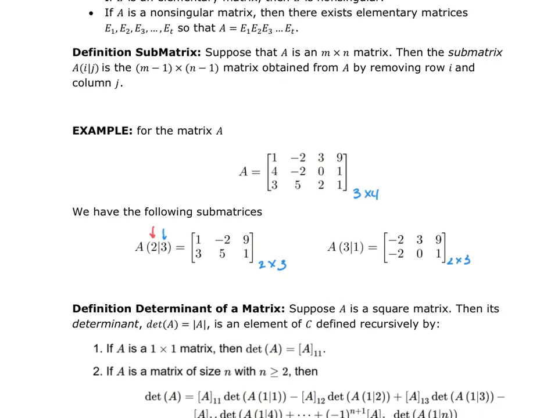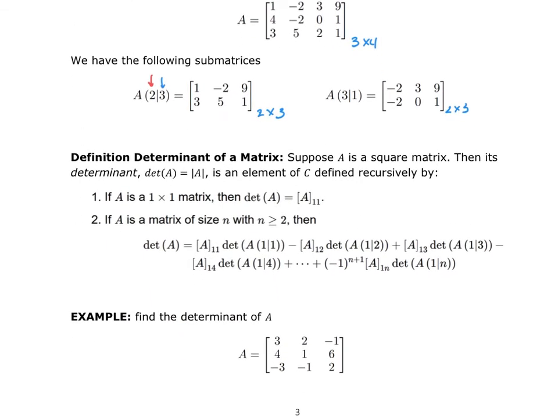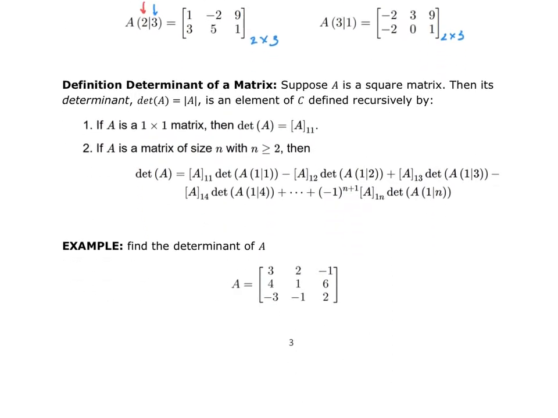Now, we're going to use that information to do determinants of a matrix. Suppose that A is a square matrix, then its determinant, which we note as det of A (you sometimes see these with absolute values), is an element of C defined recursively by this. You're thinking, okay, what is this saying? Well, let's go through an example.